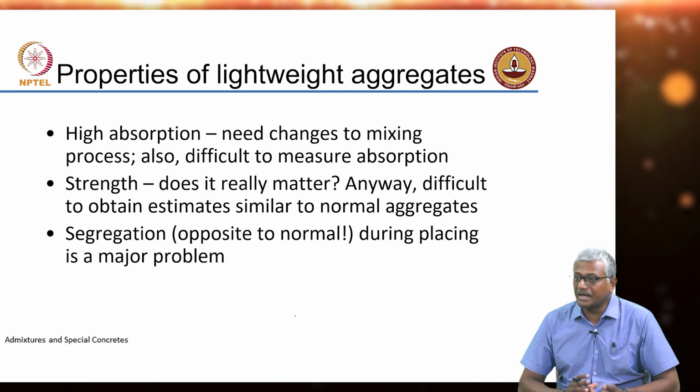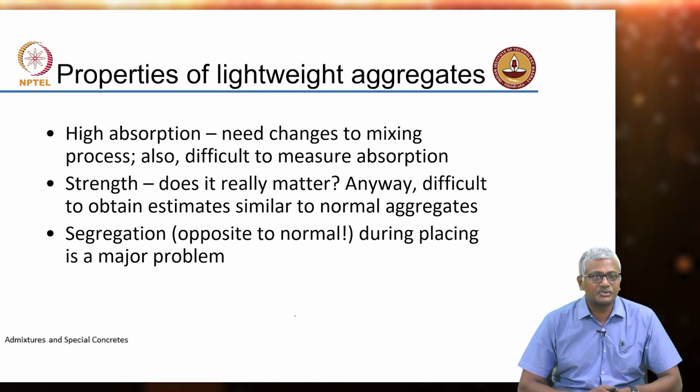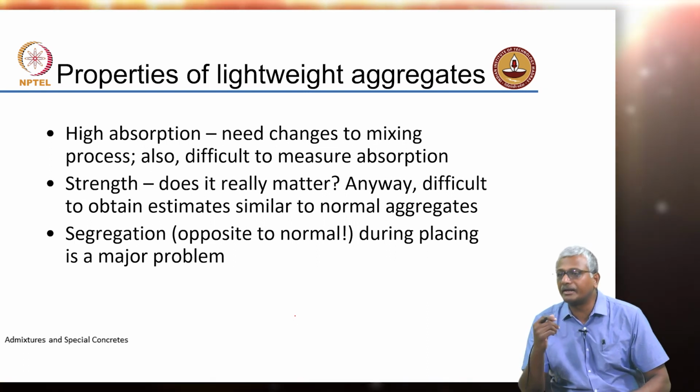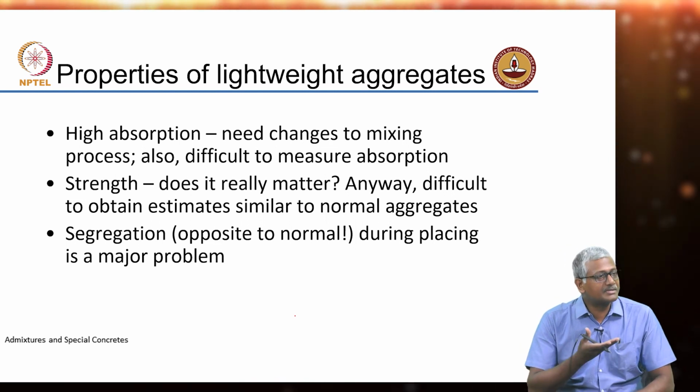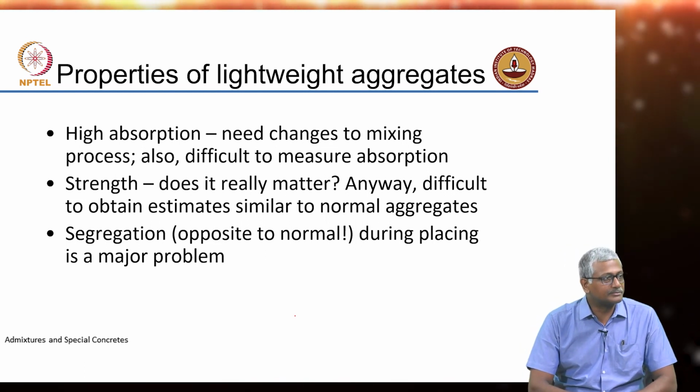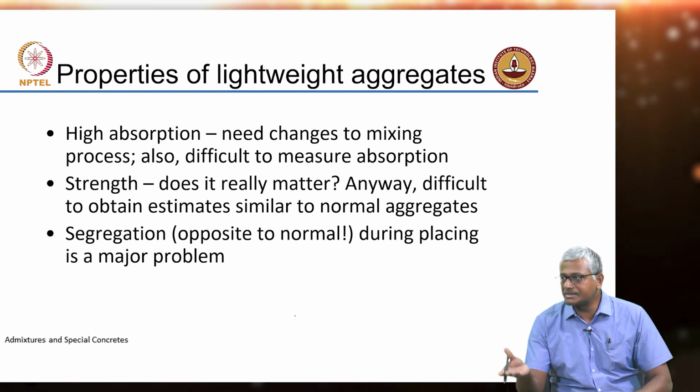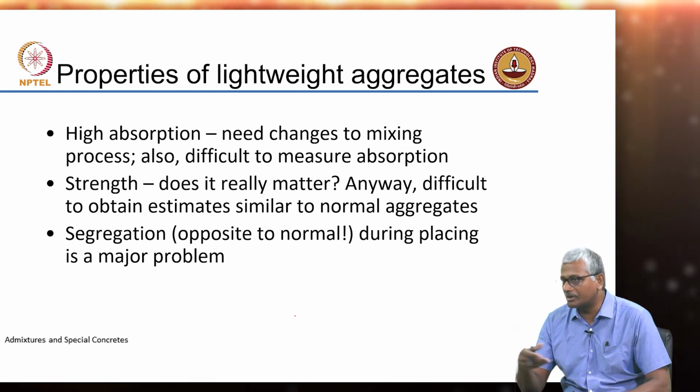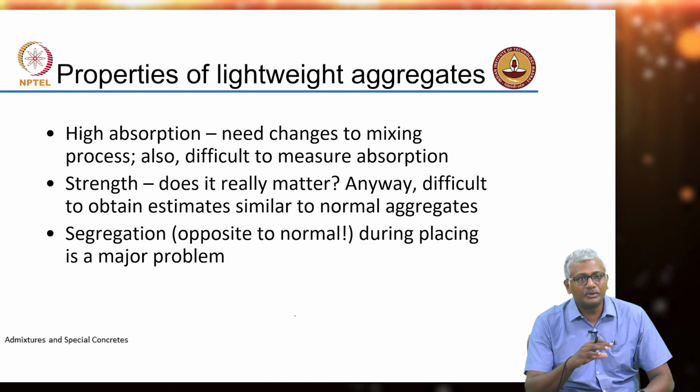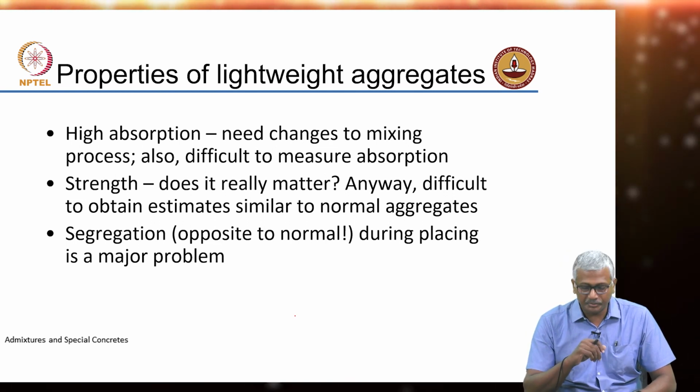Now, segregation can happen in the opposite direction, because if you are using perlite or vermiculite as aggregate, for instance, this can actually start floating to the top. In normal concrete, aggregate settles, paste floats to the top. Here the opposite can actually happen. So, you need to design your concrete mix well for that purpose.